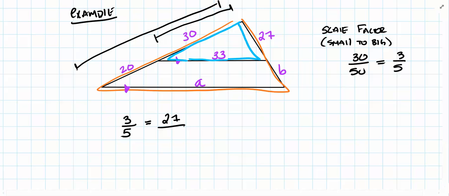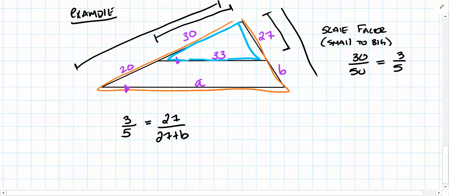And that's the hardest part for students to see, so I want to make sure we point it out. The small one is 27. The total length is 27 plus B. So you have to visualize it. Now that we have this, how do we solve it? Cross multiply. So 5 times 27 equals 3 times 27 plus B.